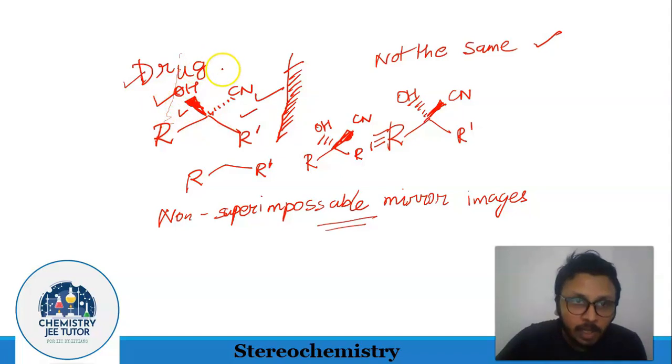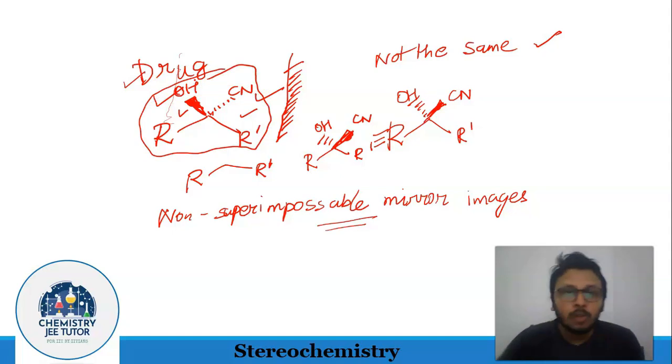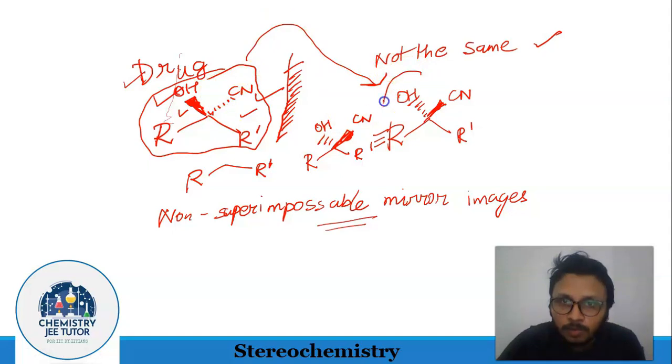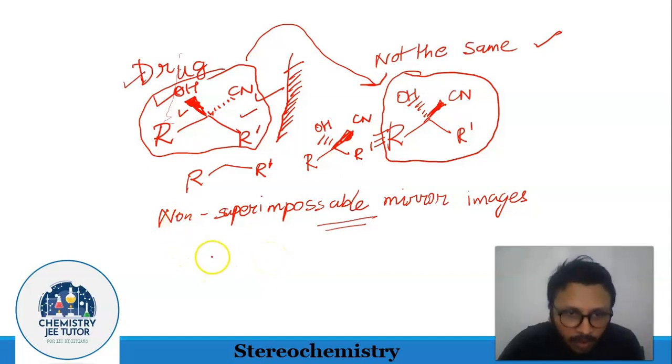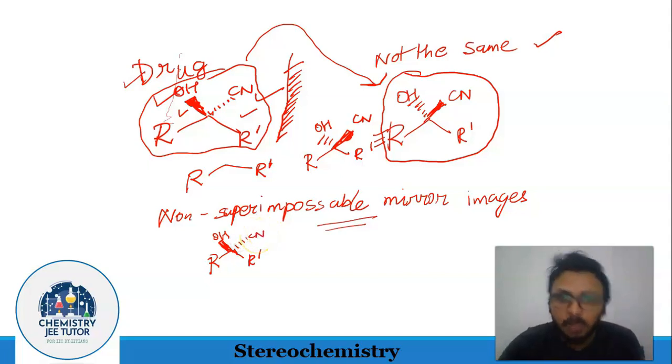Suppose we take this molecule, and we want to superimpose this molecule on this molecule. Can we do it? Can we take this molecule from here and just put it on top of this? Will it be the same? Let us draw it. This plane will be the same. The only difference lies in this OH and cyano group, which were simultaneously above the plane and below the plane, and correspondingly below the plane and above the plane.